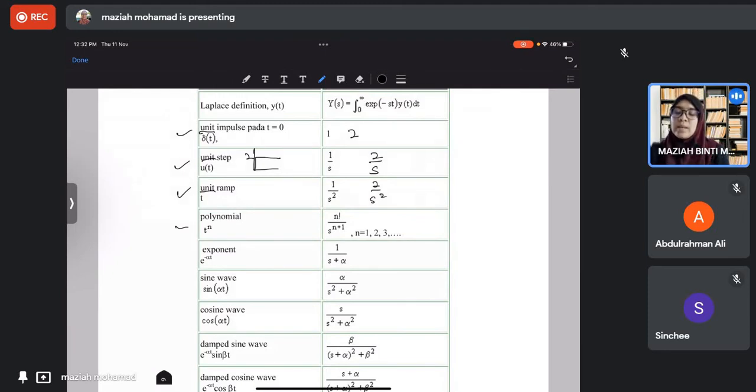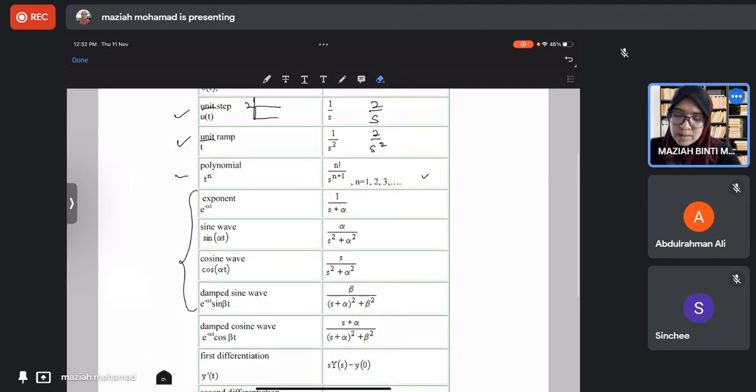Okay, and then you also have polynomial. Right, this is the polynomial form. Then this is the Laplace for the polynomial form. Okay, that is something not very common. This part is a very common part that we're going to use.